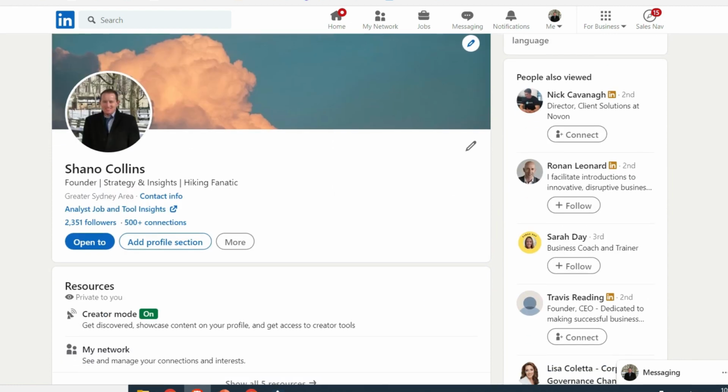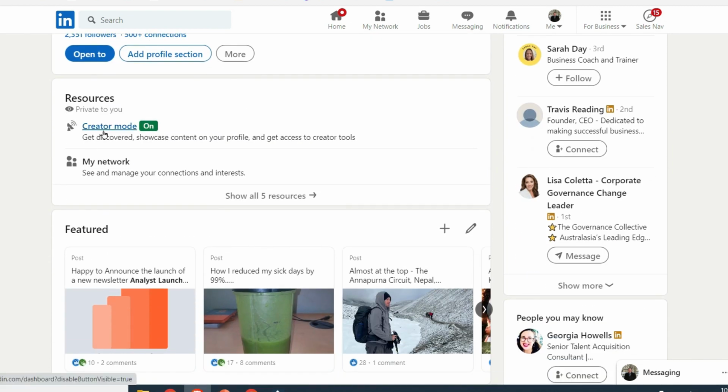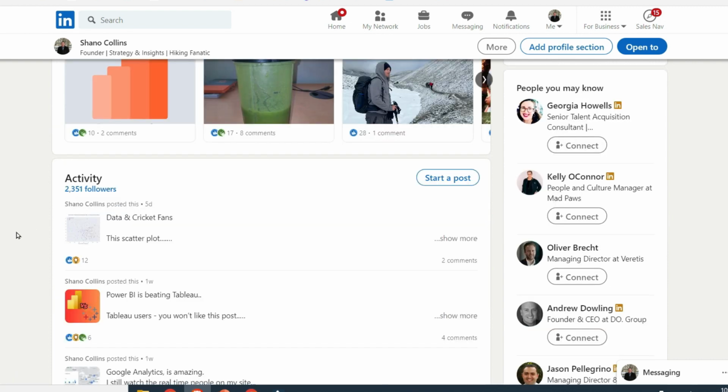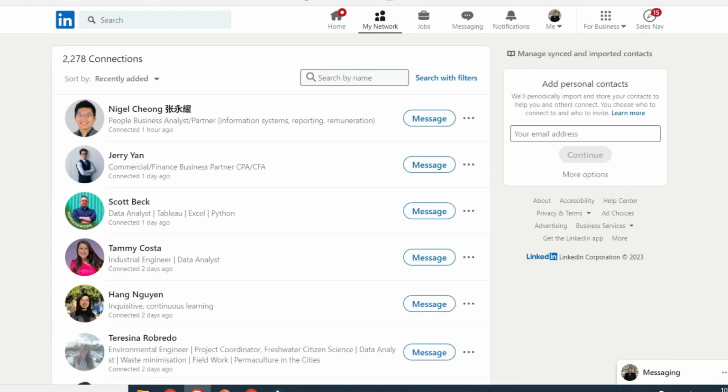If you turn on creator mode, see this option here, it says creator mode turned on, it also gives you this option to put in featured posts. This just allows you to showcase things that you've done. That's me hiking in the Himalayas, by the way. That was cool. Five days ago I put up a graphic that I did where I got some original data on cricket scores, ball by ball data. All right, that's it for LinkedIn.